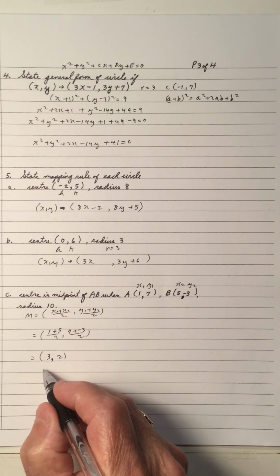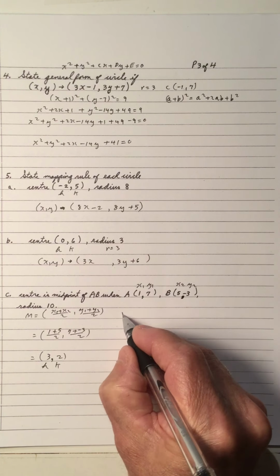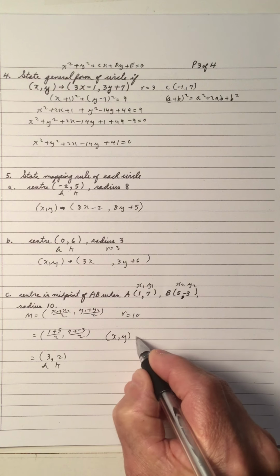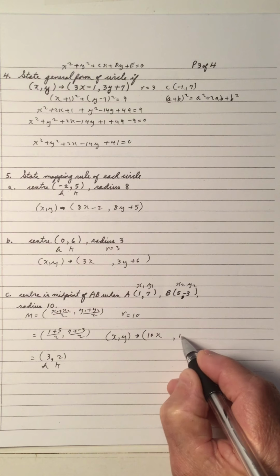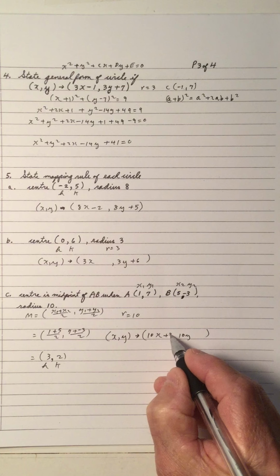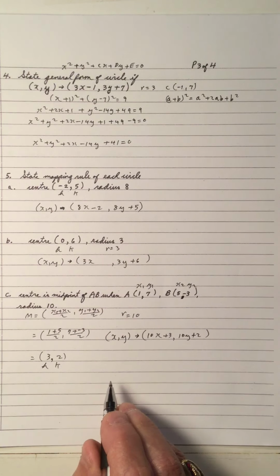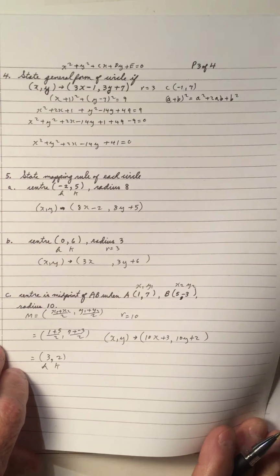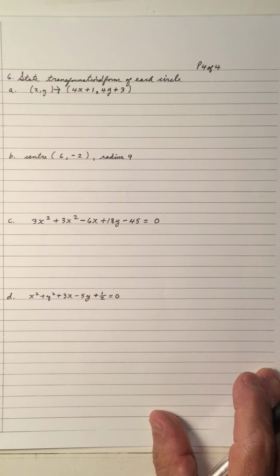So we want the mapping rule, so that's the h and the k, and the radius is 10. So we have x comma y. Radius is 10, so it's 10x, 10y. H is 3, so it's a plus 3, and a plus 2. We didn't ask for the general form or the standard form, we just wanted the mapping rule. Okay, the last one to do.